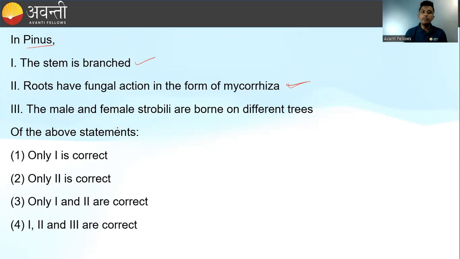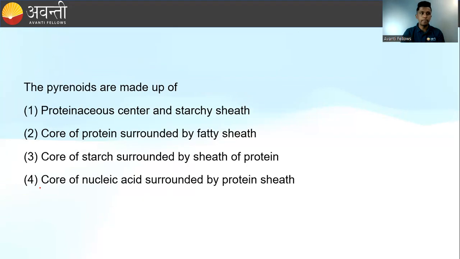The female and the male strobili are borne on the same tree, not on different trees. So our third option is wrong. Our first and second options are correct. So 1 and 2 are correct, and that is the right option for this particular question.